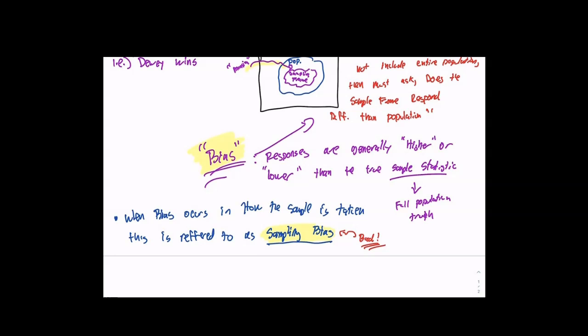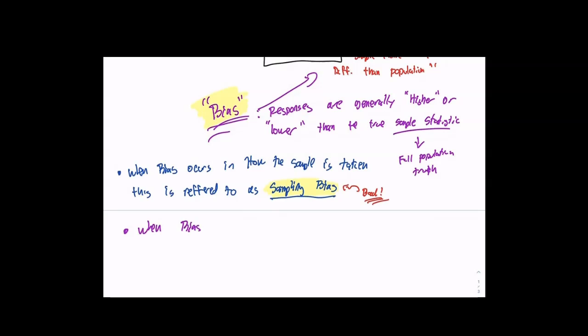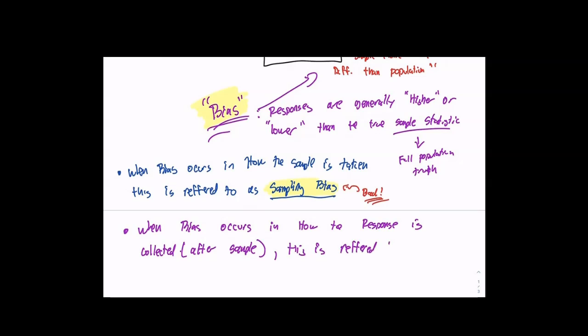All right. Other things that happen. When bias occurs in how the response is collected after the sample, this is referred to as response bias.